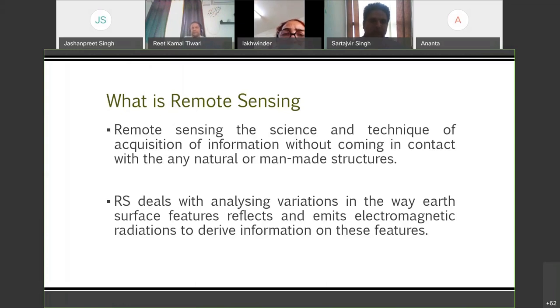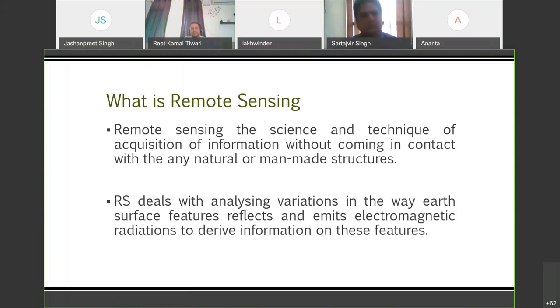One of the best examples of remote sensing can be seen from this presentation itself. I am presenting from Ropar, and everyone is listening from the comfort of their own home or the department. No one is in contact with me, but you are all getting the information about this presentation, and you are also visualizing me using the video camera and your computer screen. So this is one example of remote sensing. Any information we gather without coming in contact with the object, the technology or science behind it is known as remote sensing.